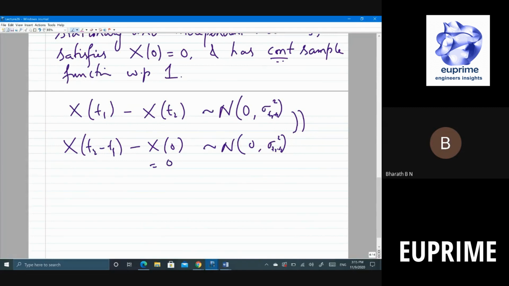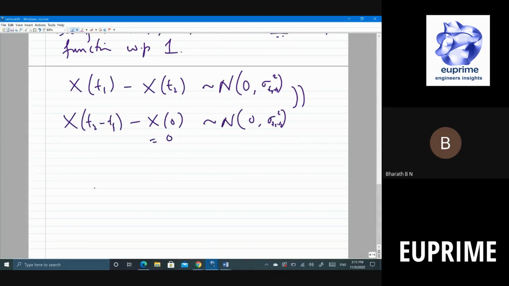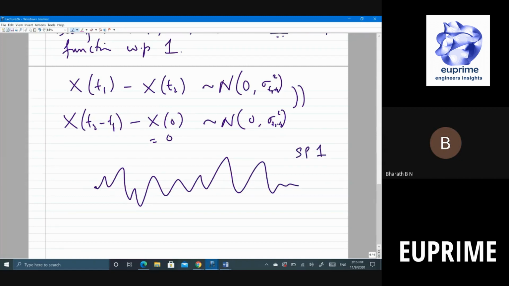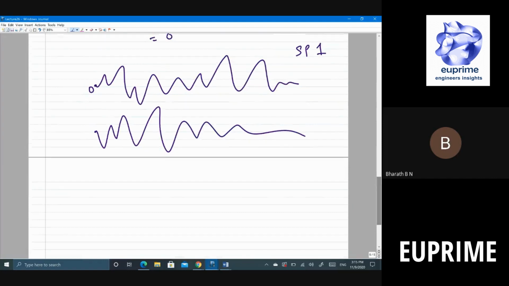The last part, which is has continuous sample function with probability 1, that means if you have this, so suppose you generate this, right? So this looks something like this. Right, this is sample path 1. You can generate this using MATLAB or whatever. It starts at 0. You can generate one more, so this will be like this, and so on. You can generate many millions of them.